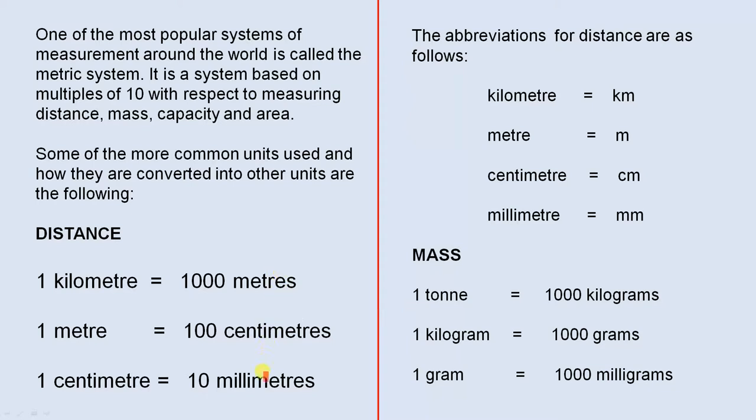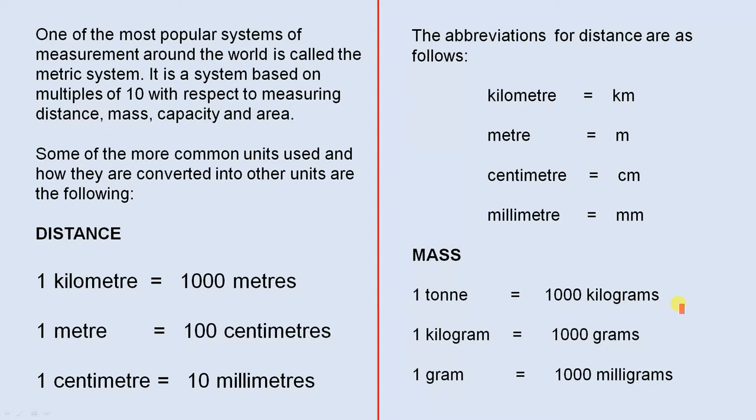So these are the basic units here regarding distance. So 1 kilometre is 1,000 metres, a metre is 100 centimetres, and a centimetre is 10 millimetres. The abbreviations for distance are as follows. They are the abbreviations there.